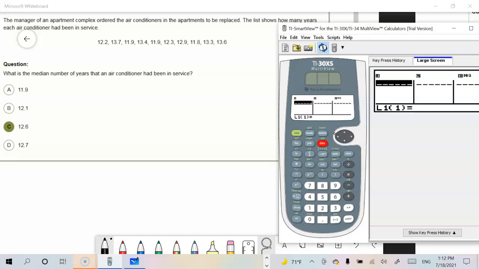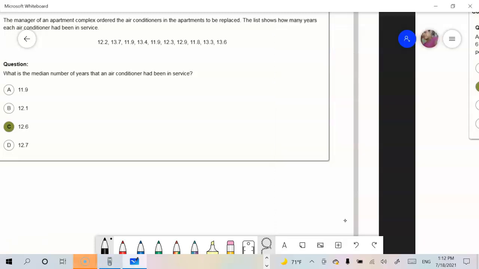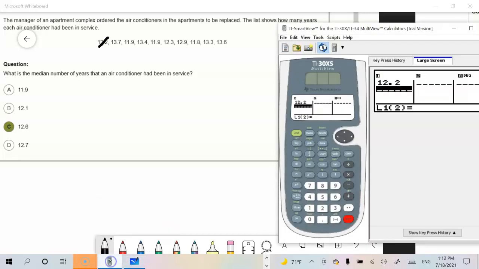In this case, because you're using a calculator, you don't need to organize the numbers. The calculator will do it for you. That's why it is convenient to solve these problems about median, mean, mode, frequency using the calculator. So let's put the first number, which is 12.2, and let's press enter. So we put this number here, so we cross it out.